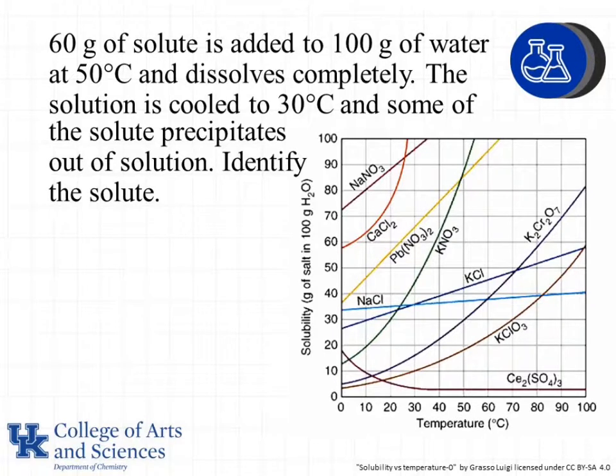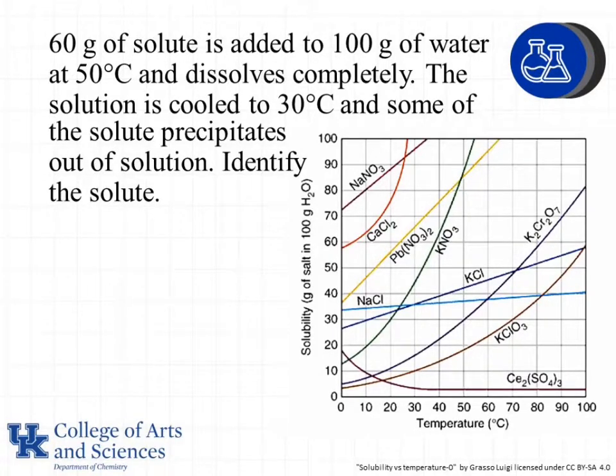Let's look at a different type of example. 60 grams of solute is added to 100 grams of water at 50 degrees Celsius and dissolves completely. The solution is cooled to 30 degrees Celsius and some of the solute precipitates out of solution. Identify the solute. This problem has two parts. We have our initial solution, which is at 50 degrees Celsius, and then we change the temperature to 30 degrees Celsius. Before we look at the second conditions, we first have to see what is possible given the first set of conditions.